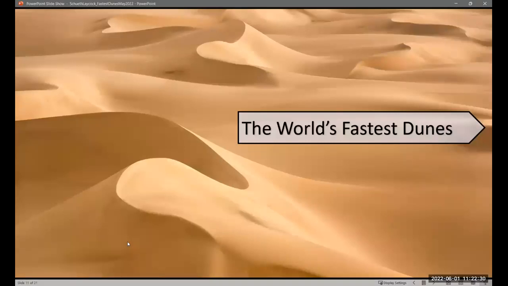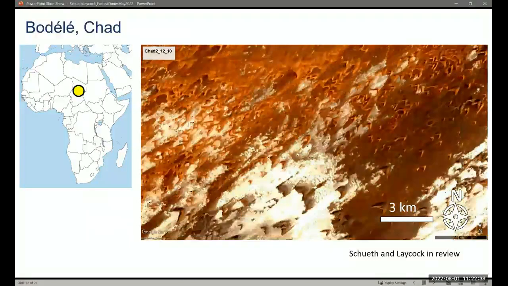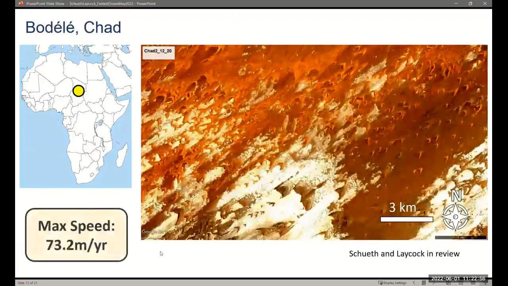So let's talk about the world's fastest dunes, as that's what you're all here to listen about. And I'm going to show you our top 3. I mentioned before what those top three were. The first one is the Bodele Dunes of Chad. These are diatomite dunes in a dry lake bed. You can see the little flipping animation I have here between the two end members that were measured, showing these dunes move through time. And generally the fastest ones are the smaller Barchan dunes, especially at the bottom of the image. The maximum speed that was measured here was 73.2 meters per year.